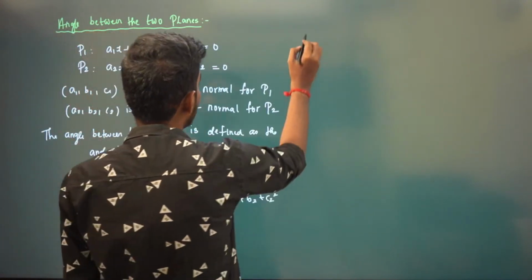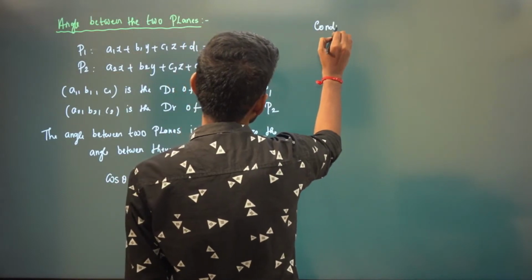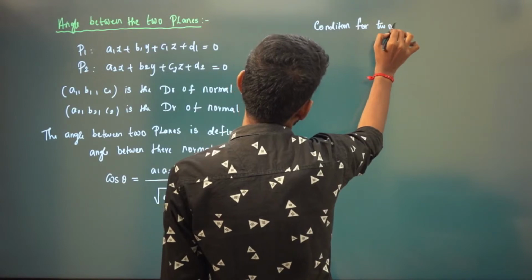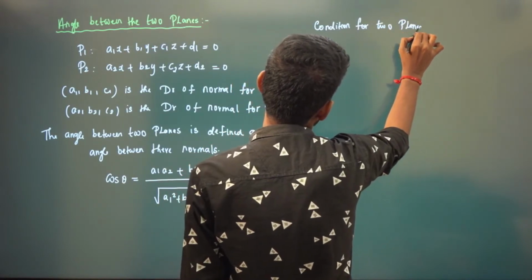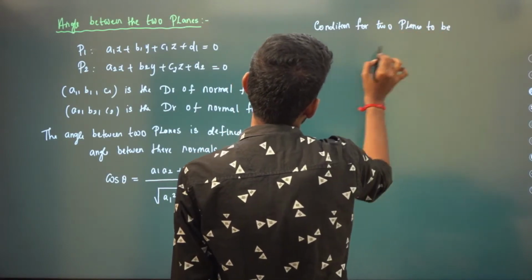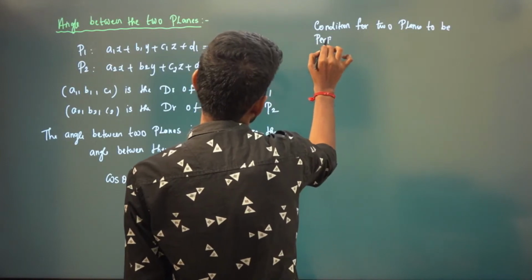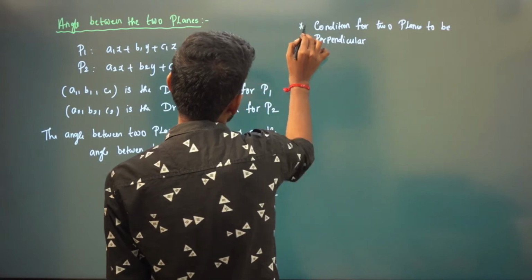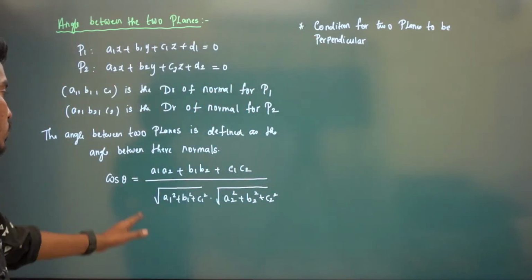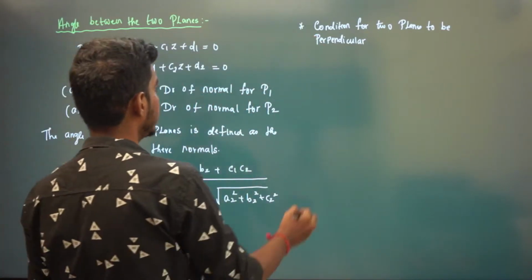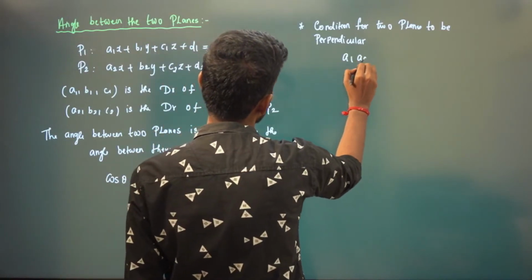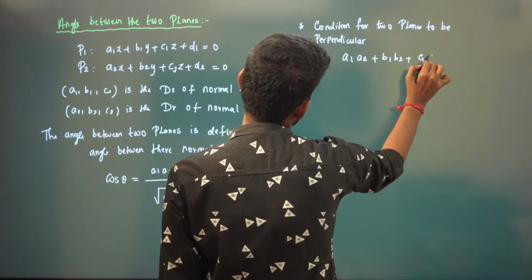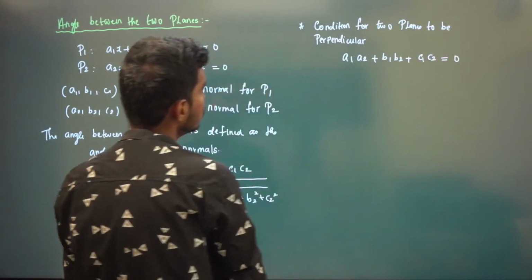And what is the condition for perpendicular? Condition for two planes to be perpendicular. Theta has to be 90, so cos 90 is 0. So cross multiply it, and you will have the same condition: a1 a2 plus b1 b2 plus c1 c2 is equal to 0.